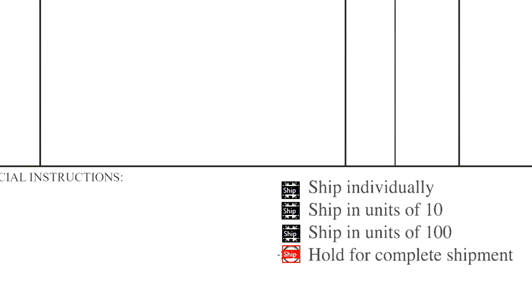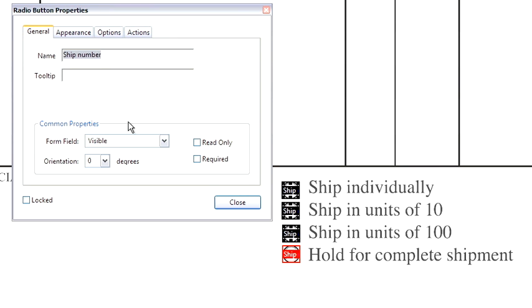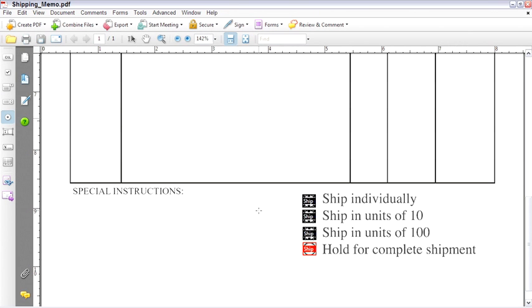And the reason that I'm creating duplicates is not just because I want to make it easy for myself. In order for these to become mutually exclusive, they have to be duplicates. When you have duplicate radio buttons on the page, all of which have the same name, you can see ship number is used as the name, those are going to be mutually exclusive.